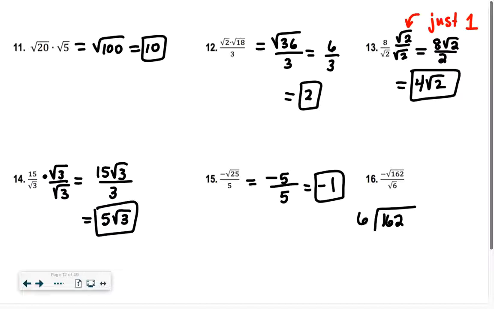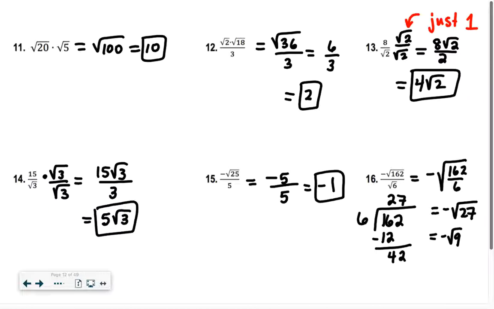So it goes in 2 times. We get 12 here. And then we subtract and get 42. So it goes in 27 times. So we have a negative out front, and when we do 162 over 6, we end up getting 27. Now we just have to simplify the square root of 27. What's a perfect square that goes into it? 9 goes into it, right? 9 and 3. So the square root of 9 is 3, and the square root of 3 stays how it is. So it's negative 3 root 3 would be how that simplifies. You could have gotten that a lot of different ways. You could have multiplied by root 6 over root 6, and so on.